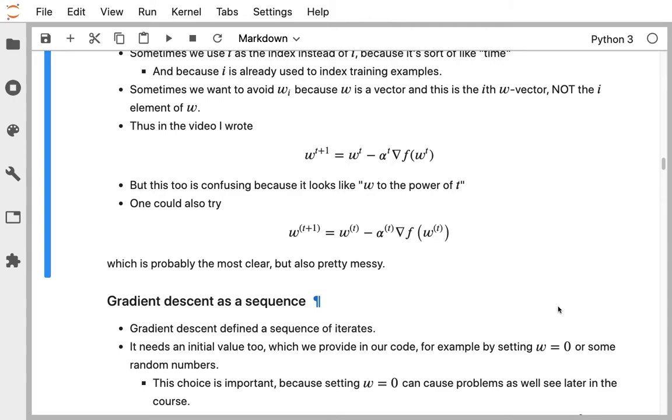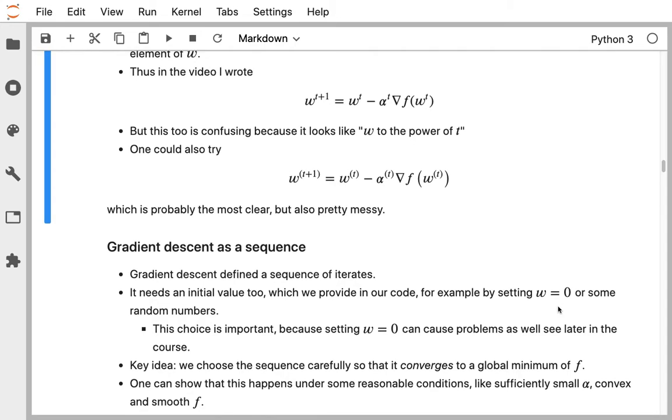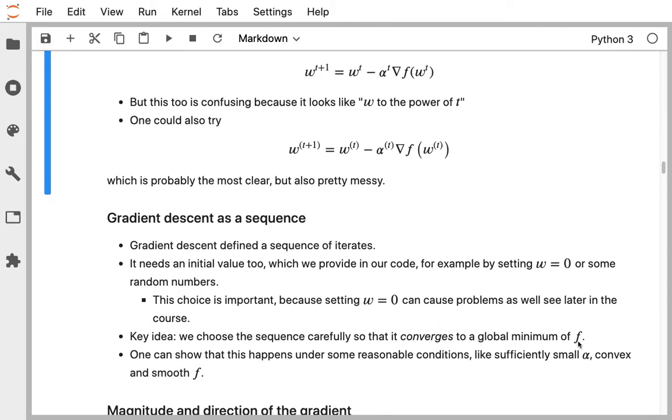One of the many things that make neural networks complicated is that we'll have to be careful about that initial value. Okay, so the idea is that gradient descent, this sequence here that we've defined, was picked carefully so that it converges to a global minimum of f. So that's one way of thinking about it. The other way of thinking about it is that we take a step in the direction of the negative gradient, and so that should be like descending the loss function landscape, and we'll eventually get to a minimum.